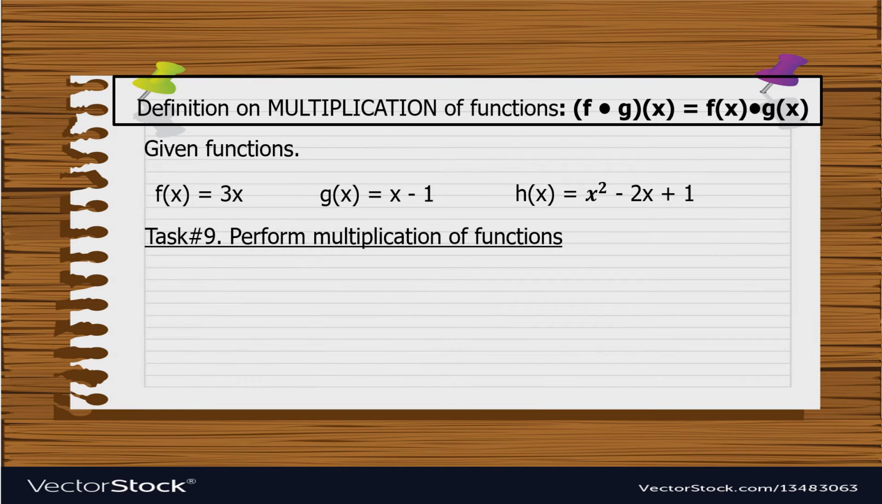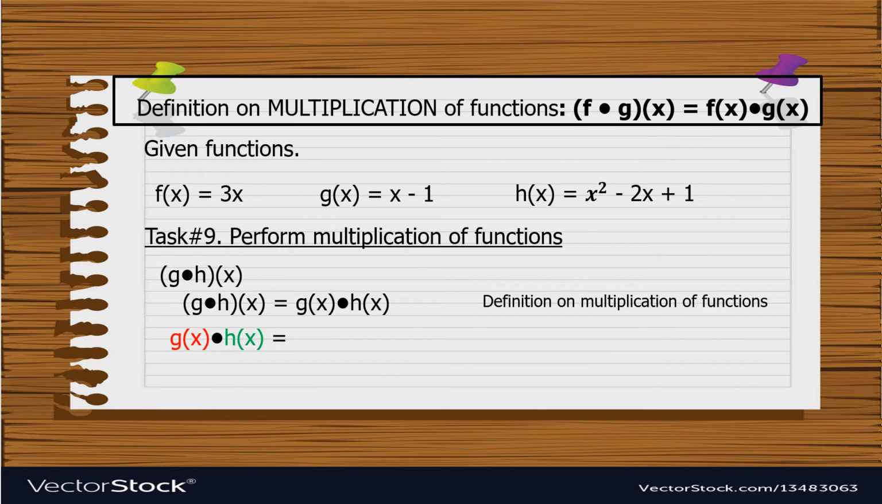For your task number 9, find the product of g of x and h of x. G multiplied by h of x equals g of x times h of x. Now, g of x times h of x equals x minus 1 times x squared minus 2x plus 1.